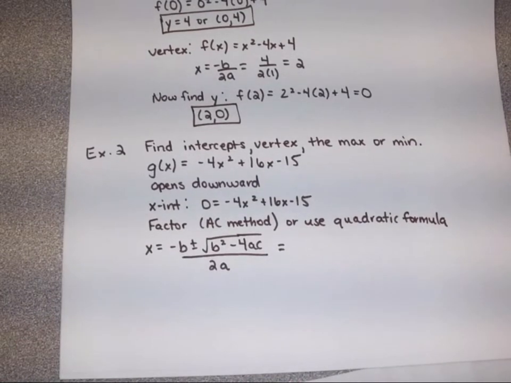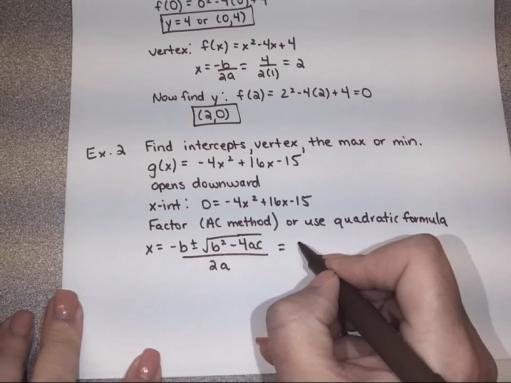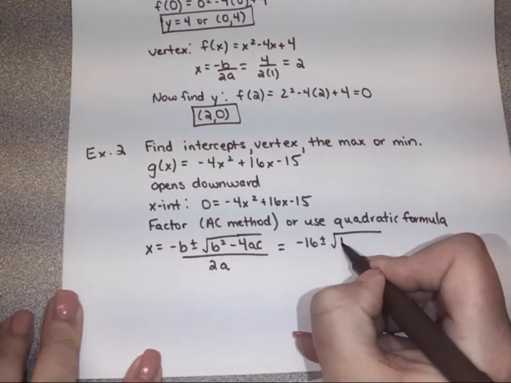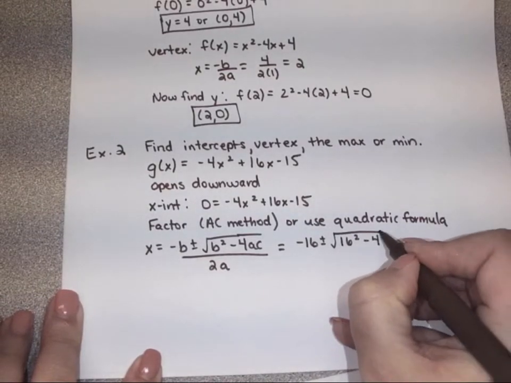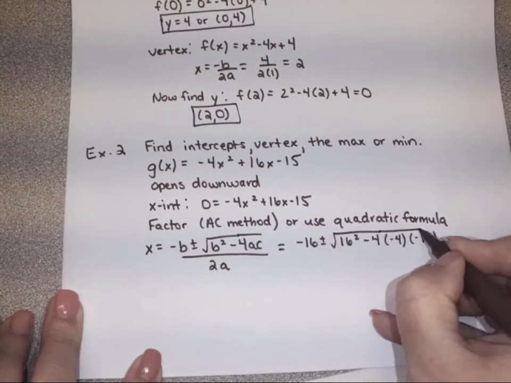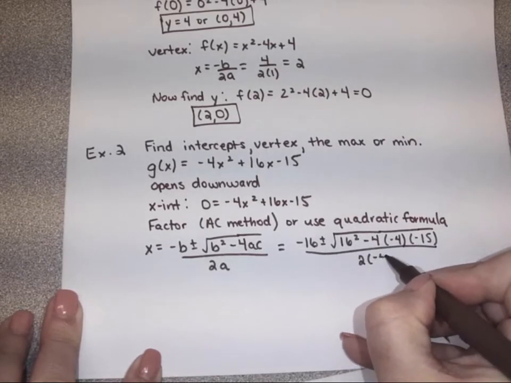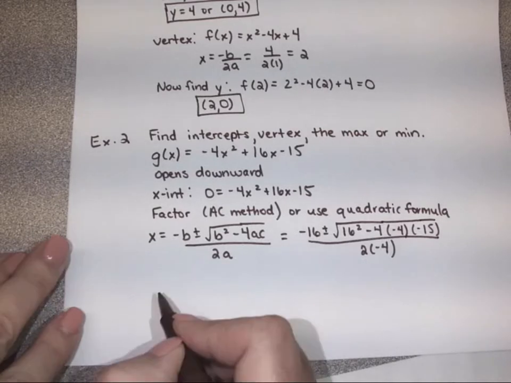All right, so let's just go slow since we have bigger numbers, but it's negative b, so what's that going to be? Negative 16 plus or minus the square root of b squared, or 16 squared, minus 4 times a, which is negative 4, times c, which is negative 15, and then all of that over 2a. So don't get intimidated by the fact that these are a little bit bigger numbers than we practiced the first week. Okay, it's still just quadratic formula, and I promise we can do it.